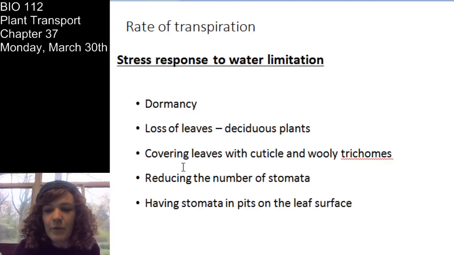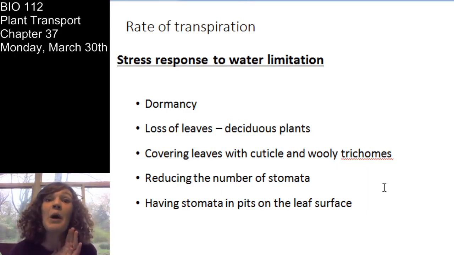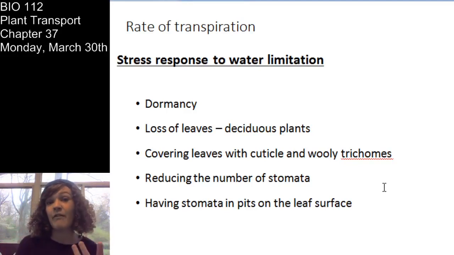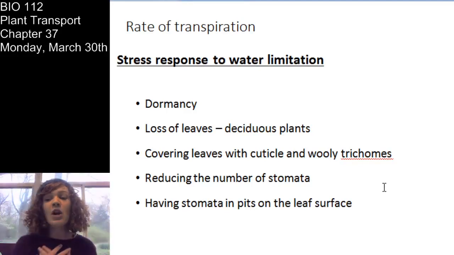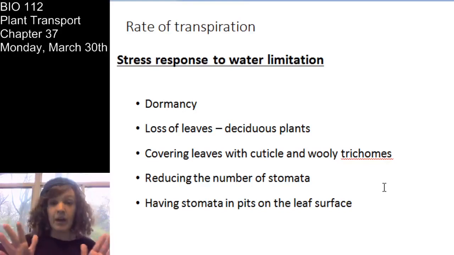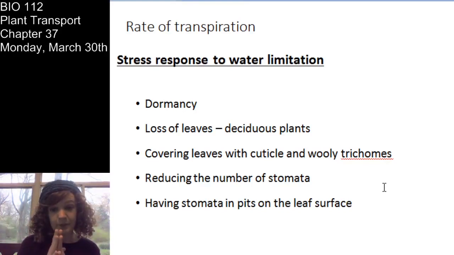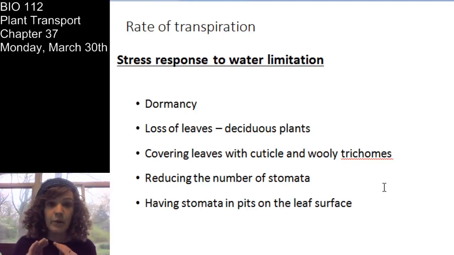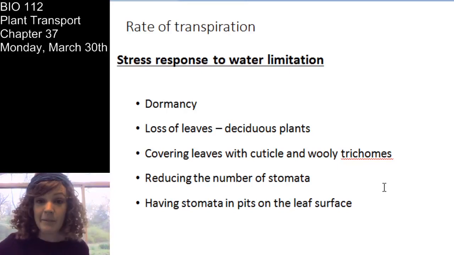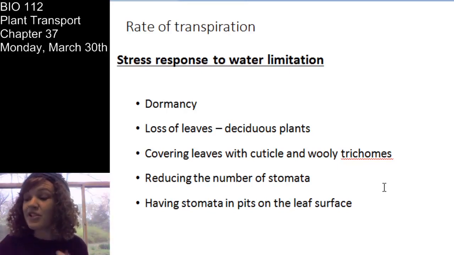Remember we talked about trichomes, those little hairs a plant may have. Certain plants have evolved to have lots of trichomes, or a waxy cuticle. Those are both to prevent water loss. Some plants have fewer stomata, which is a life history strategy to reduce water loss. Some have stomata in strategic places, like pits of a leaf, that reduce the amount of water loss. I'm not going to talk a lot about it in the lecture, but it's fun.